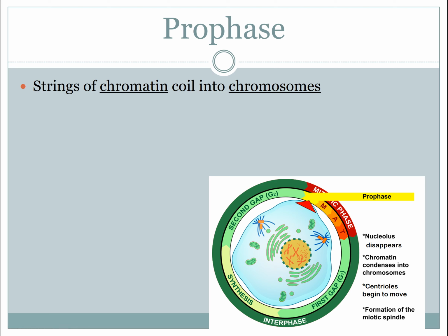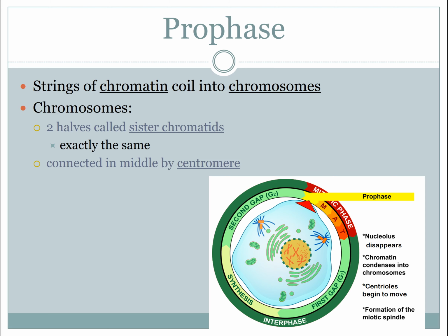Strings of chromatin coil into chromosomes. Okay, so chromatin is like a long, stringy DNA strand, and it coils up, as we talked about at the beginning here, into chromosomes around the histones, and it condenses into those X-shaped structures. So the DNA does not always look like this. Sometimes it looks like long strings, but when it needs to divide, rather than dividing out long strings, it condenses so it doesn't get tangled.